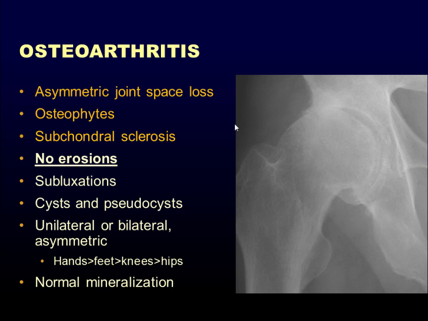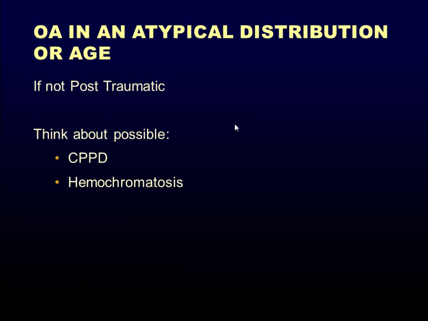It happens in patients in older age. We don't expect to see it in patients under 45 years of age. If we're seeing it in an atypical distribution or at an atypical age, then we want to think about it and say, is it because it's post-traumatic? If there isn't a history of prior injury to the joint, then one of the other things to do is think about other diseases that may create the appearance of osteoarthritis but in an atypical distribution.